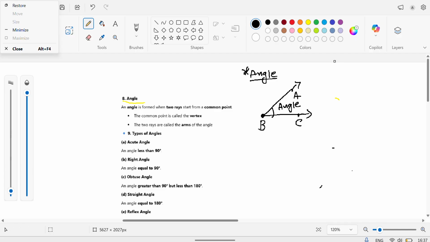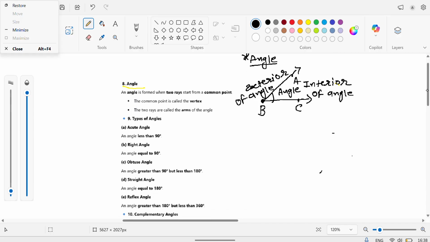The part or region or area between two rays is called the interior part of the angle, and the area or region outside AB and BC is called the exterior of the angle.